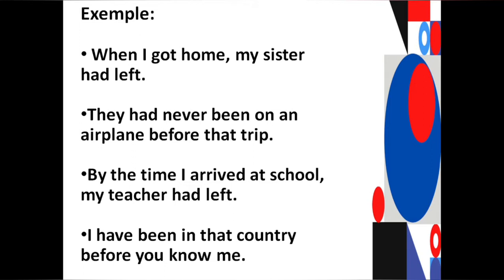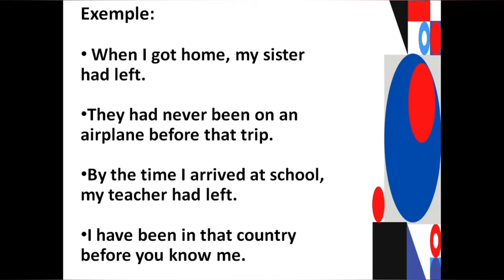The next: they had never been on an airplane before the trip. So they had never been on an airplane before that trip. So I have had, and been is the participle of the verb be. So I know that they traveled, they took a trip, but before this trip they had never been on an airplane. Okay? Third, by the time I arrived at school, my teacher had left.